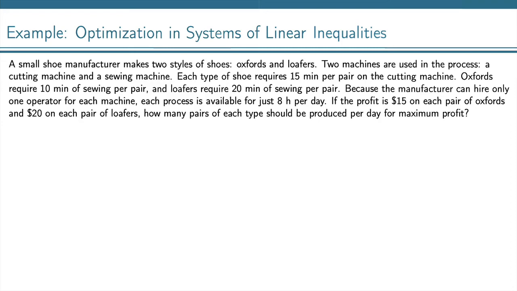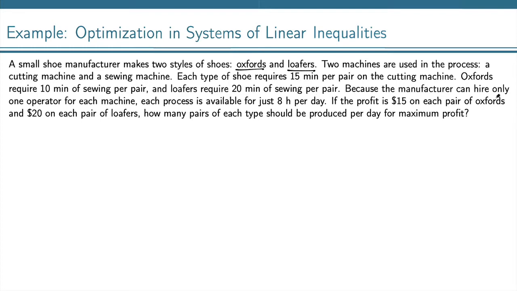A small shoe manufacturer makes two styles of shoes, Oxfords and loafers. Two machines are used in the process, a cutting machine and a sewing machine. Each type of shoe requires 15 minutes per pair on the cutting machine. Oxfords require 10 minutes of sewing per pair, and loafers require 20 minutes of sewing per pair.